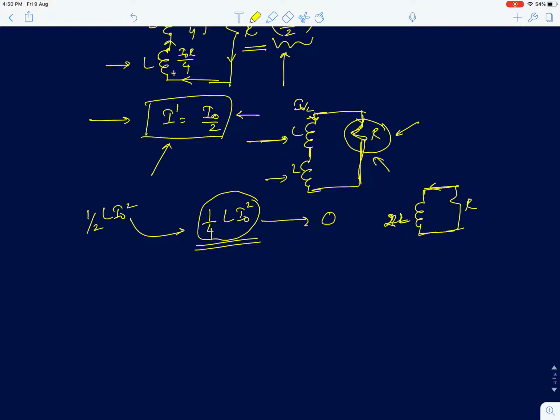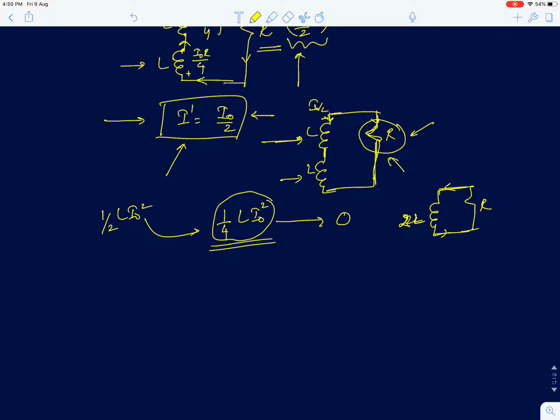So it's a first order circuit. The current will start from a peak value, which initially was I naught. Suddenly it will change to I naught by 2, and then it will start decaying down from I naught by 2 to 0 in the circuit. Now why is that decaying happening? It's happening because of the series resistance, which is slowly dissipating away the energy in the circuit.